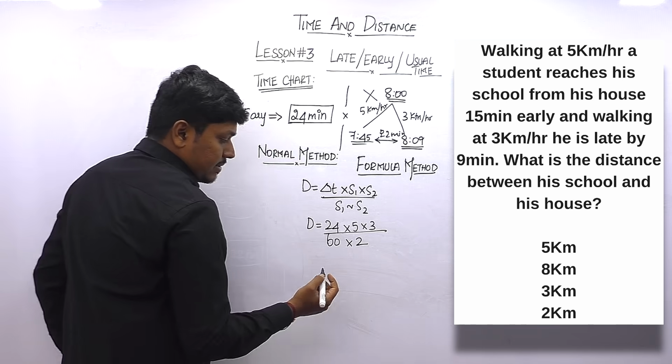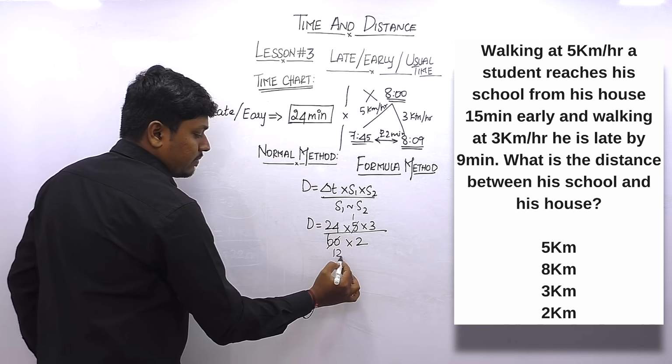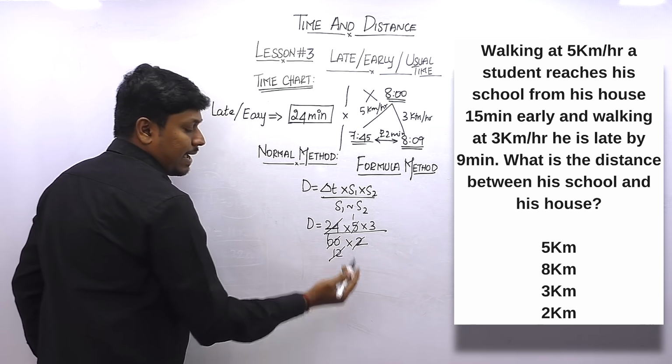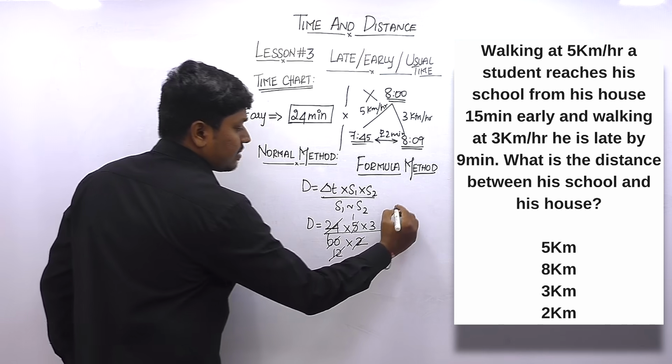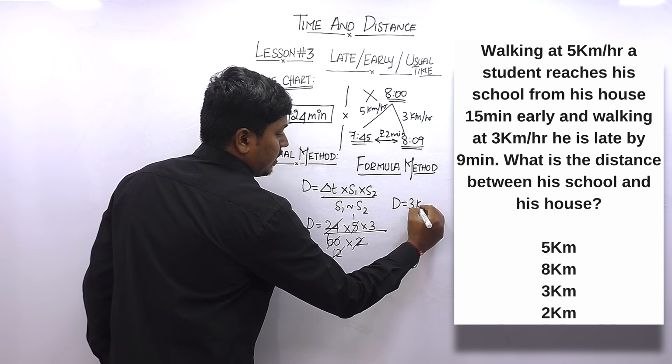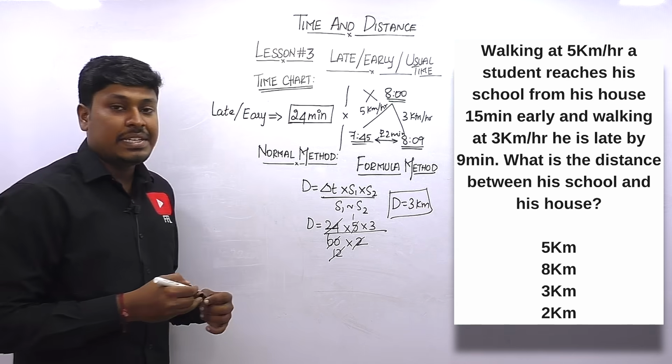So now you can cancel this. 1 5 is 5. This will be 12. So 12 2s are 24. You can directly cancel this 24. So finally we have only 3 remaining. So we can say that the distance is 3 km. So the answer for question number 2 is 3 km.